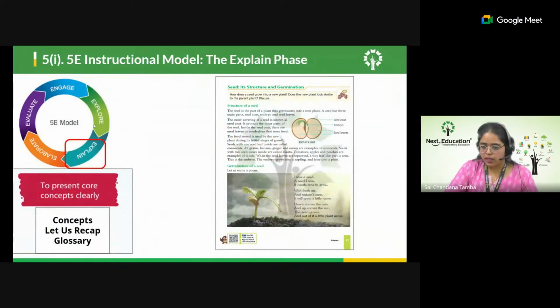Next comes the explain element. So here explain is all about explaining the core concept. This is where the teacher plays a very prime role, where all the concepts are explained using the content which is given in the book. There are certain illustrative diagrams, and sometimes fun poems are also given to keep the students engaged while the teacher takes the class. So all these elements you could see in the book. And apart from the concept which has been taught, there is Let Us Recap, which is nothing but the summary of the entire chapter, and a glossary, which all come under this explain section of the 5E model.